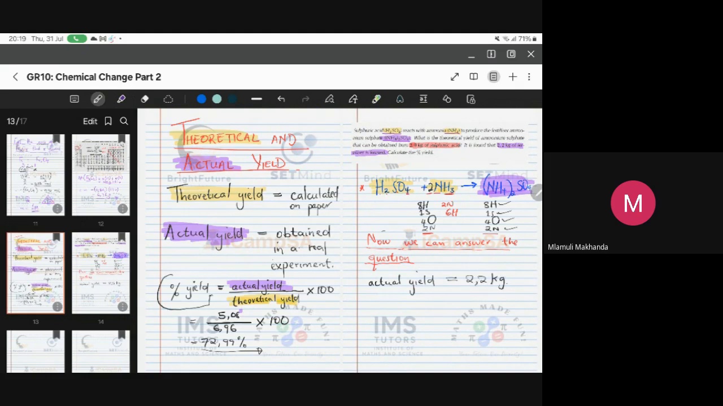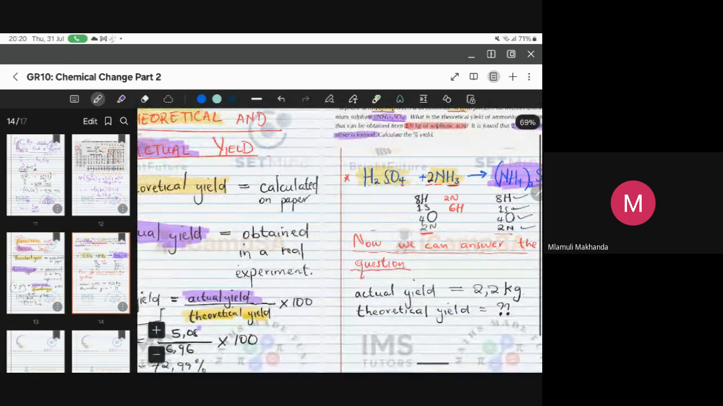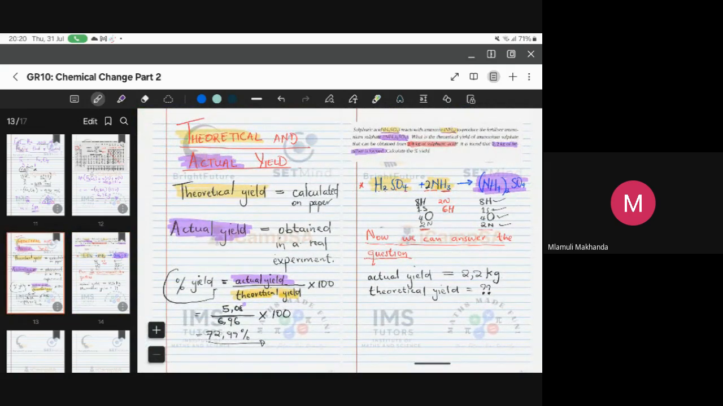Remember, the actual yield is the amount of product that is actually formed once the reaction is complete. But are we given the theoretical yield? No, we are not given the theoretical yield. They told us to find it. So let's find the theoretical yield. We were told that we are reacting about 2 kilograms of sulfuric acid, and we need to find how much this sulfuric acid will produce. We know that in a lab, we would get 2.2 kilograms.